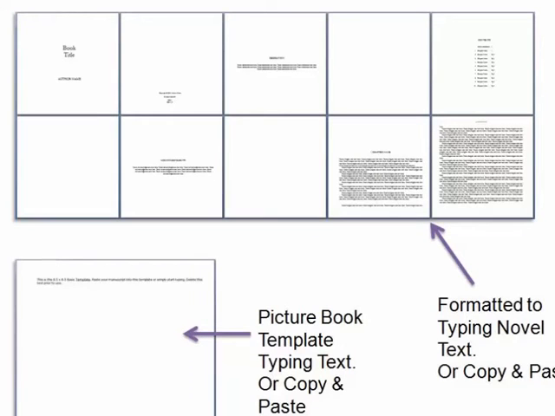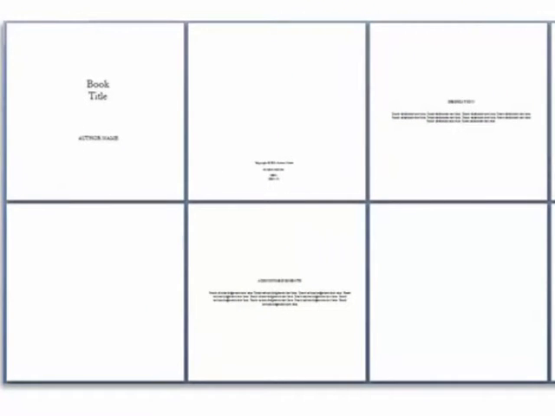So the first page, what we're going to use, we're going to use the first three pages from a novel, because we need the first page with our book title and who the author is and illustrator. The second page is the copyright information, and then the third page is if you want to do a dedication to someone in your book. So we're going to use those first.